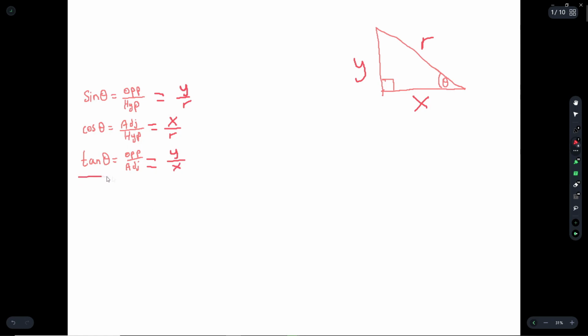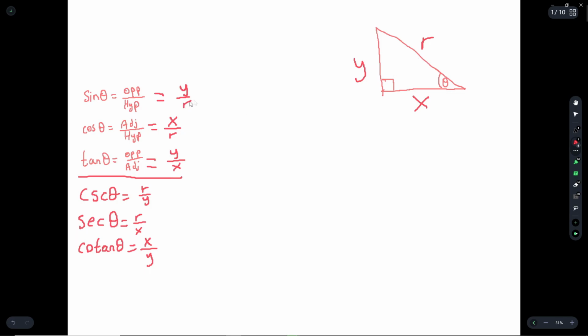And then we also have the reciprocal of the trigonometric function. So the reciprocal of the sine theta is equal to cosecant theta, and cosecant theta is just the reciprocal, so it's r over y. Then we have the secant, which is the reciprocal of the cosine, so it would be r over x. Then we have the cotangent, which is the reciprocal of the tangent, so it's x over y.